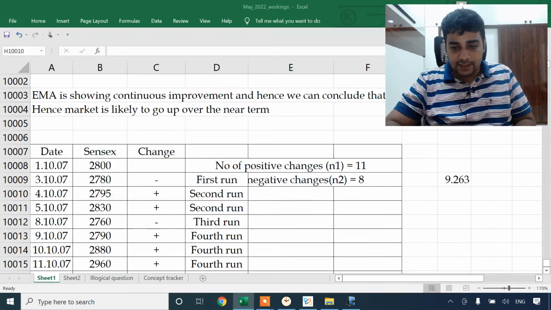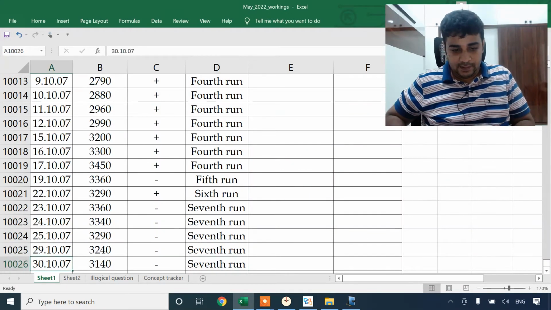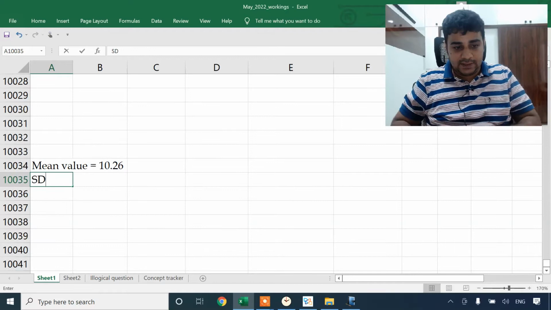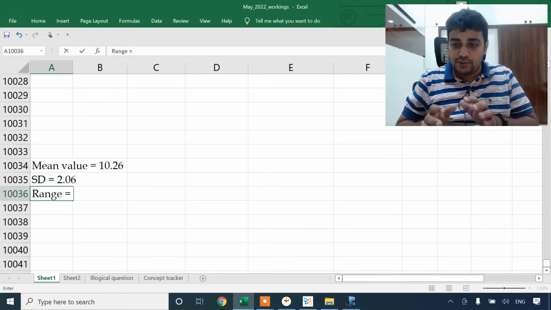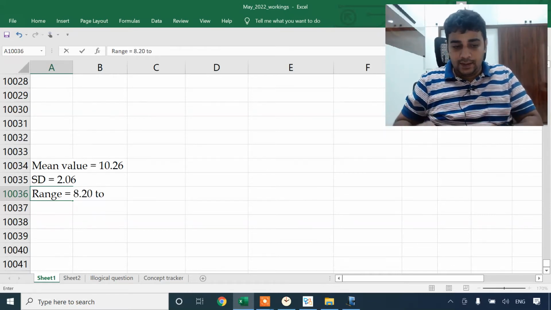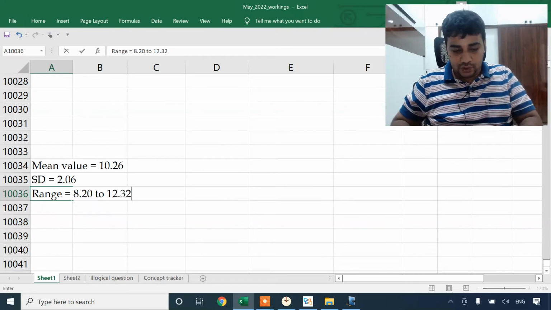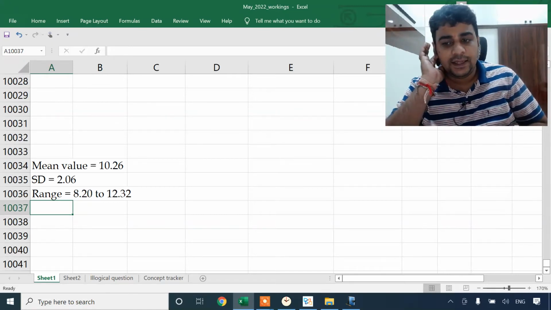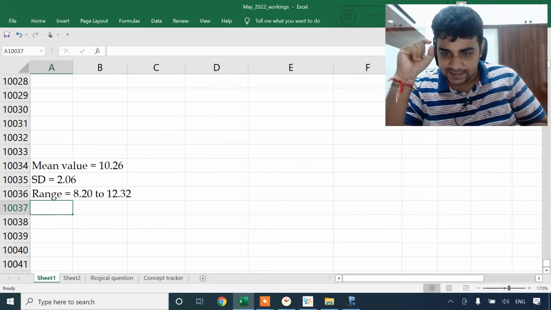So the mean value is 10.26. Standard deviation is 2.06. The range can be 10.26, there's another factor to be given, I'll come to that. 8.20 is 10.26 minus 2.06, and adding 2.06 gives 12.32. So our R value is outside this range, which indirectly would mean the number of runs is very few, but there's some adjustment of t value.